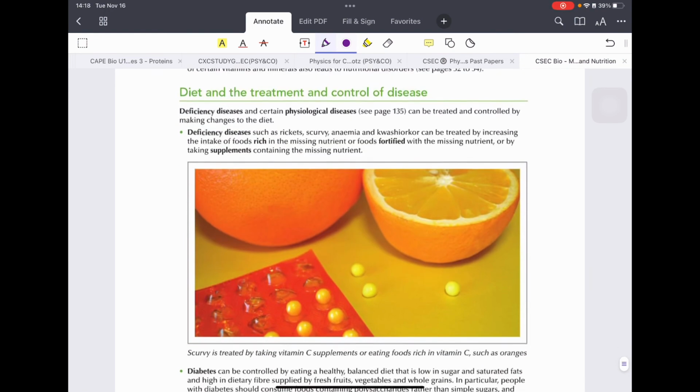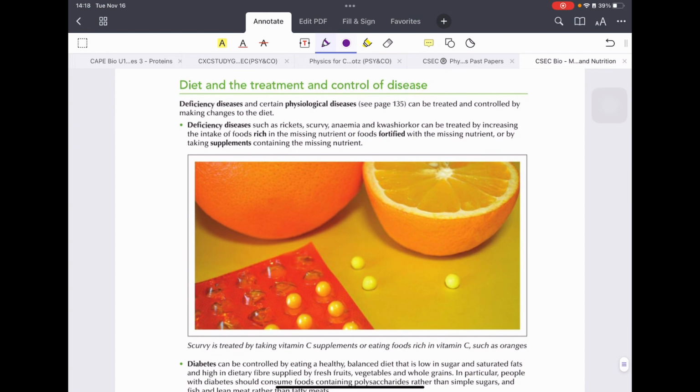So finally, let's look at the diet and treatment of disease. For deficiency diseases such as rickets, scurvy, and anemia, all we need to do is make sure we have a diet rich in the vitamins and minerals that we need to prevent these things from happening. So we need to have a diet rich in the appropriate amounts of vitamins and nutrients.